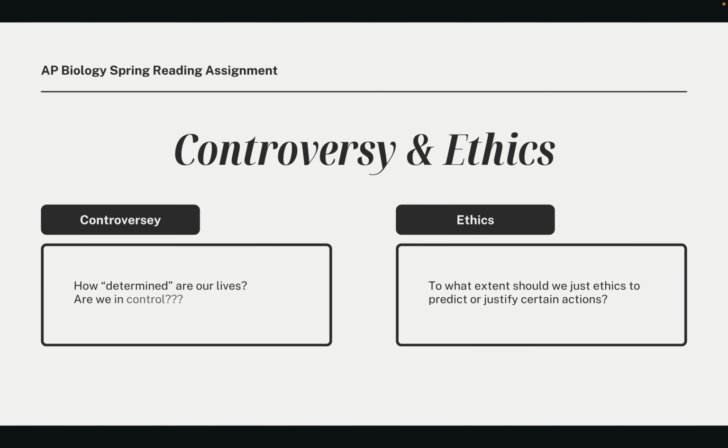So here we are, controversy and ethics. Kind of the mind-boggling moment for me, or the biggest controversy, is the idea of how determined are our lives. If genetics can determine the amount of neurotransmitters produced in my brain, which determine my dopamine levels and my anxiety levels, how determined are our lives?